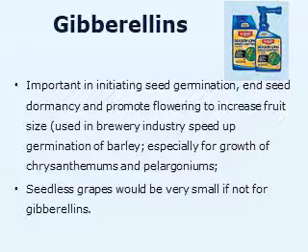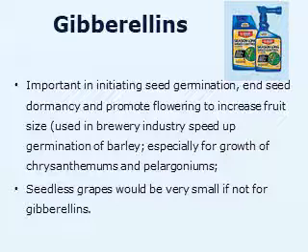Gibberellins is another hormone in plants. Gibberellins is a hormone which initiates seed germination. It helps end seed dormancy and promotes flowering to increase fruit size. It's used in the brewery industry to speed up the germination of barley, and also for the growth of chrysanthemums and pelargoniums, garden plants. And seedless grapes would be very small if we did not use the hormone gibberellins.